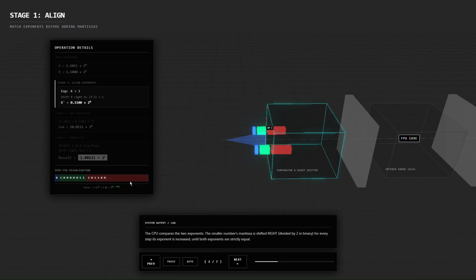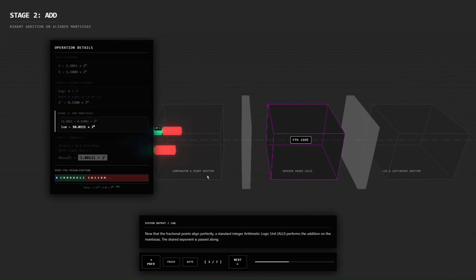So now we move on to stage 2, the actual addition. And honestly, look at that ALU overlay in the middle of the screen. That is a binary ripple carry adder doing its thing live. Watch the carry bits. They cascade from right to left, column by column. Exactly the way you were taught to carry in primary school, just in binary.